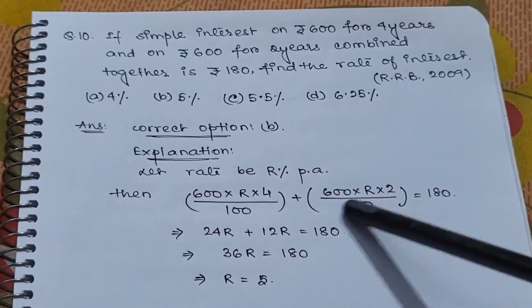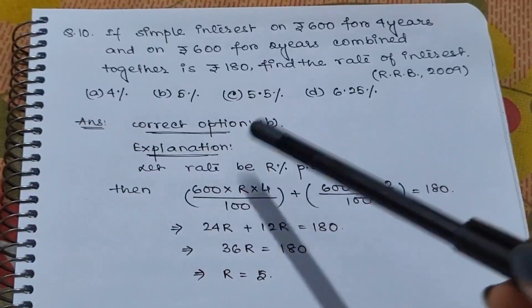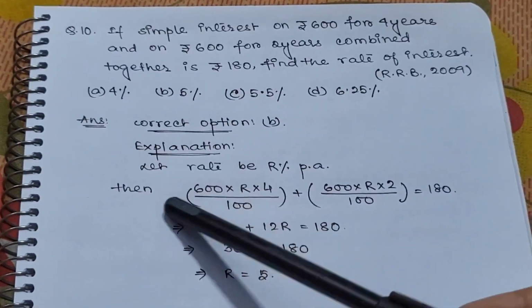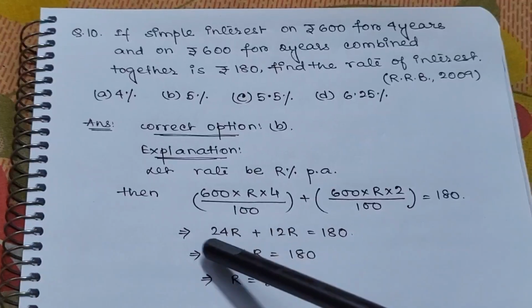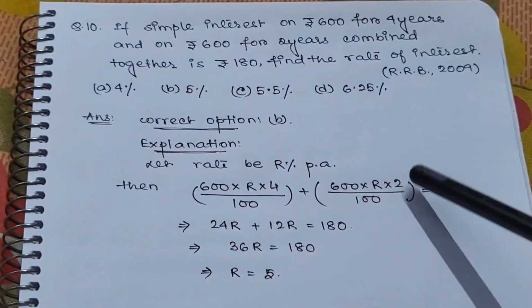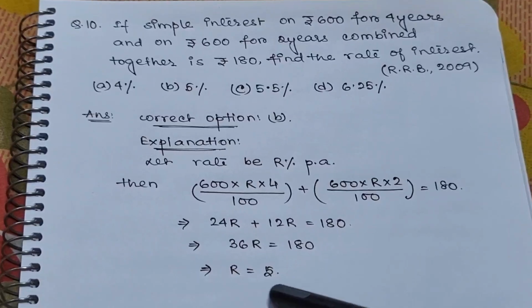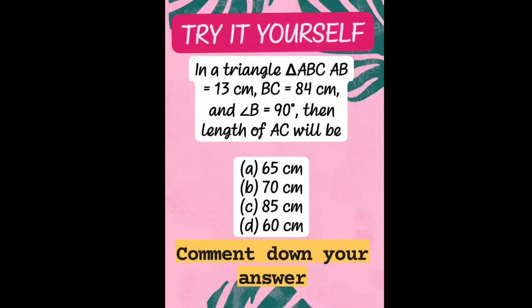This 100 cancels out with the 600, and we are left with 6 into 4 R, which is 24 R, plus 6 into 2, which is 12 R, which is equal to 180. On simplifying, R is 5.